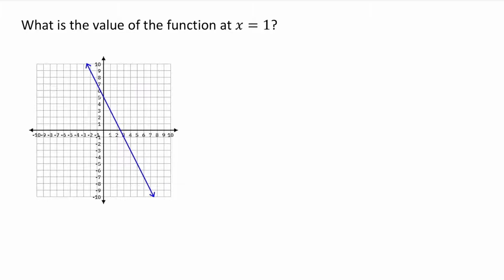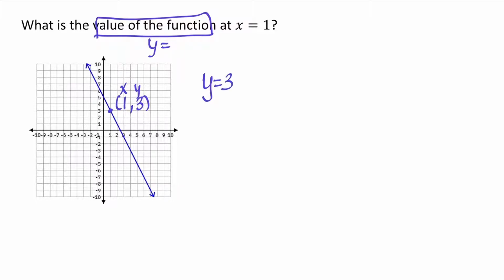So this problem says, what is the value of the function at x equals 1? So remember, the value of the function is actually the value of y. So this is basically saying, what does y equal when x equals 1? So I'm going to go to my graph and find the point where x equals 1. So that's this point right here. That point has the coordinates 1, 3, where 1 is x and 3 is y. So that means that y equals 3 when x equals 1.